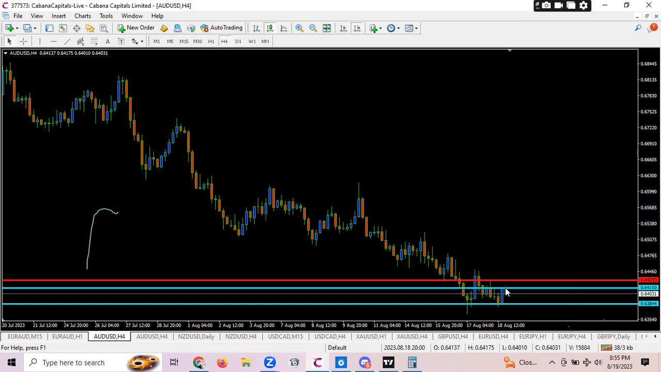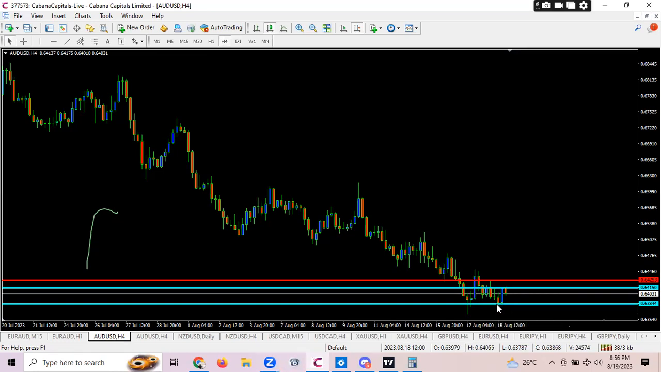But if the 4-hour candle that would close above this resistance does not close above the pivot, you can still go ahead and buy if a 4-hour candle closes above this resistance. Okay, so that's my take on Australian dollar USD. But if a candle closes below this support, there's a high probability that price will keep dropping.